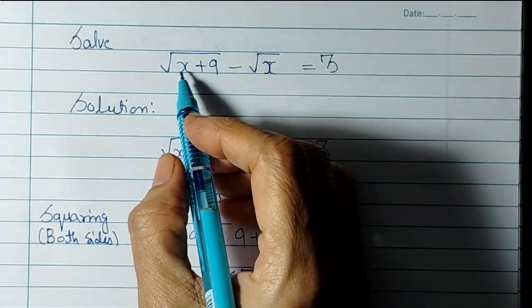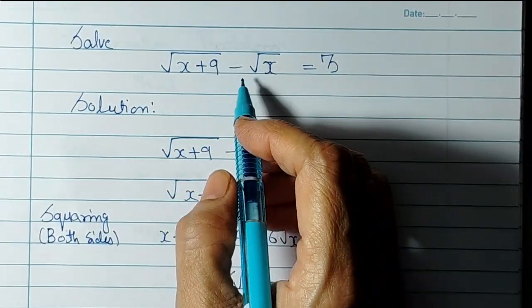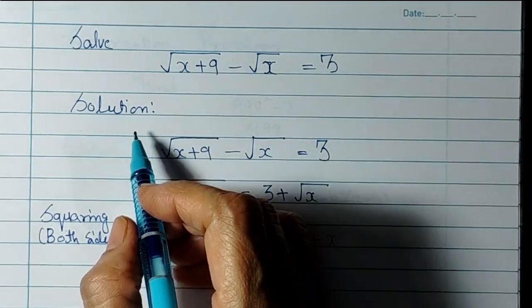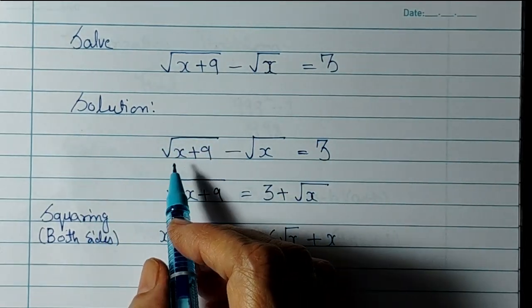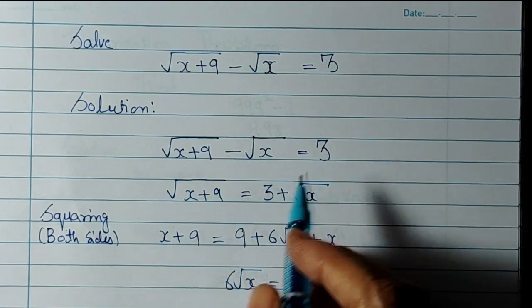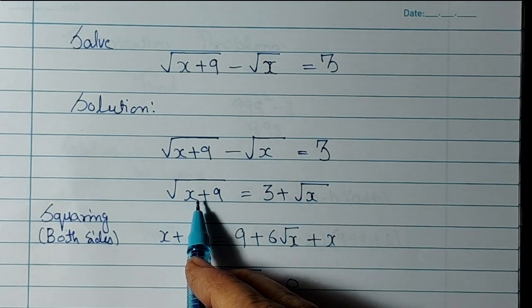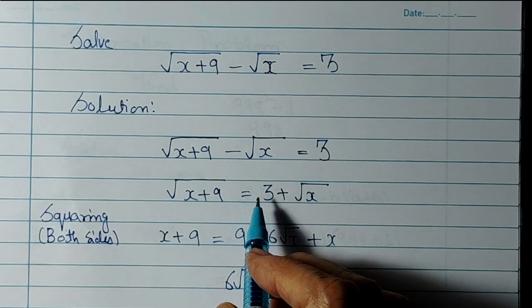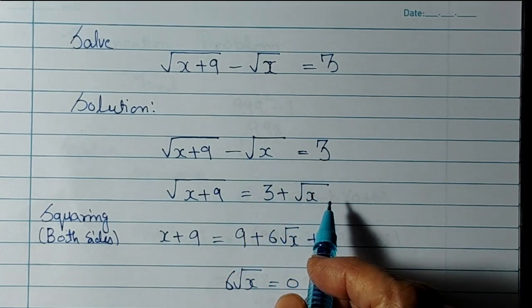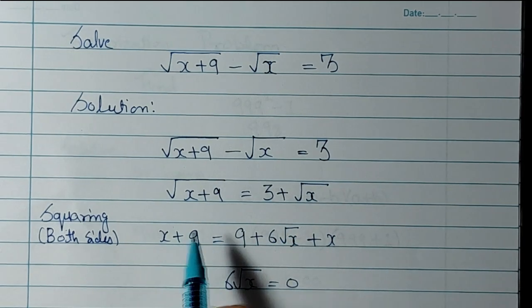Solve √(x + 9) − √x = 3. Solution: √(x + 9) − √x = 3. So √(x + 9) will be equal to 3 + √x. Root x will be transposed to the right side with a positive sign.